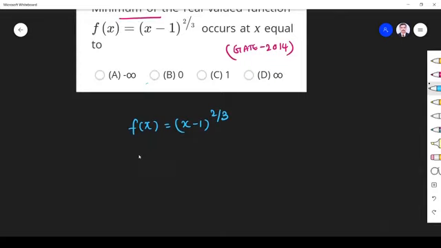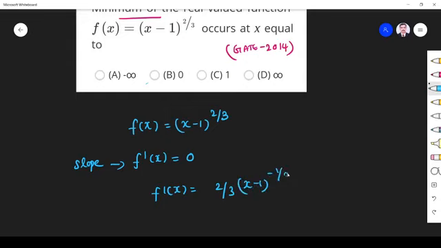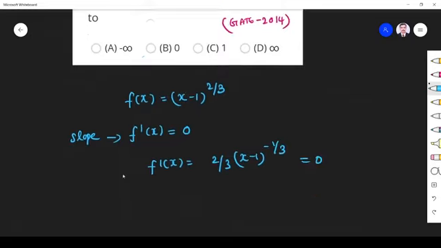If you want to find the location of the minimum value, you have to find f dash of x where slope is 0. So you have to find the point where slope is 0. f dash of x will give slope, so I find that and make it 0. That location will give the minimum value. So what is f of x? This one, (x minus 1) whole power 2 by 3. So f dash of x is equal to 2 by 3 (x minus 1) power 2 by 3 minus 1, that is minus 1 by 3, and make f dash of x equal to 0. This will give the location of the minimum.